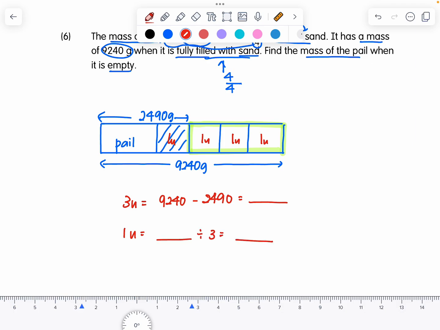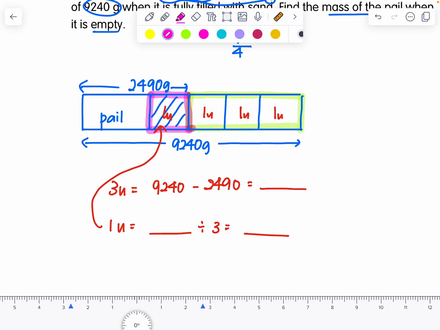Okay, now this 1 unit will tell me the amount of sand for this 1 unit here. If you can't see, I'm talking about this. Okay, so the 1 unit will be the 1 unit on the screen shown here. But now I am interested in the pail only, the empty pail. So how do I find an empty pail?